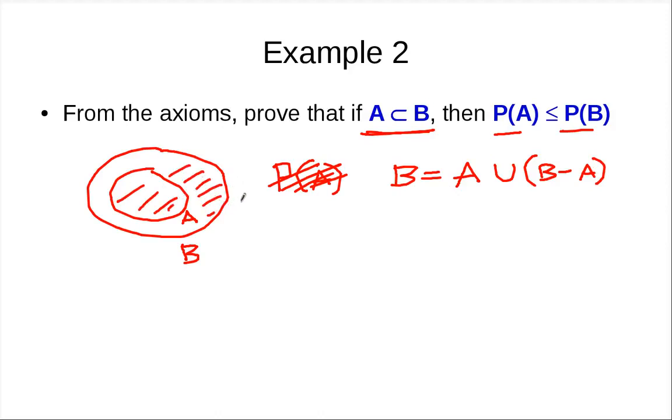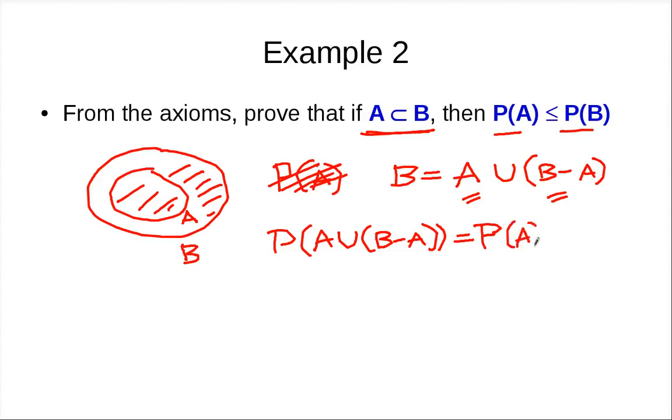Note that they are disjoint, right? This set and that set are disjoint. So we know that the probability of A union (B minus A), from the third axiom again, equals the probability of A plus the probability of B minus A. And this is equal to the probability of B, because this is B, so it's the same thing.